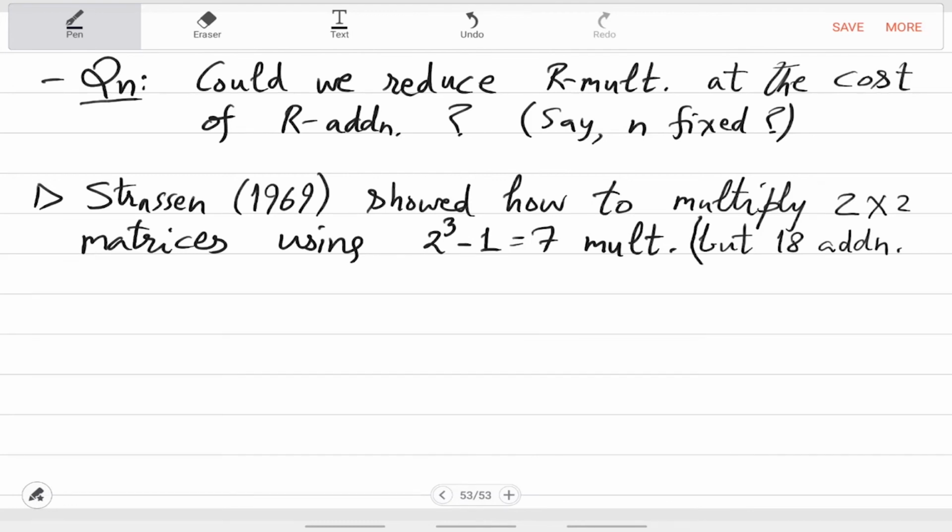But that is not important. What is important is how he got 7. This algorithm you must have seen in prior courses, right? What is the idea to get from 8 to 7? And what effect will it have for n cross n matrix multiplication?